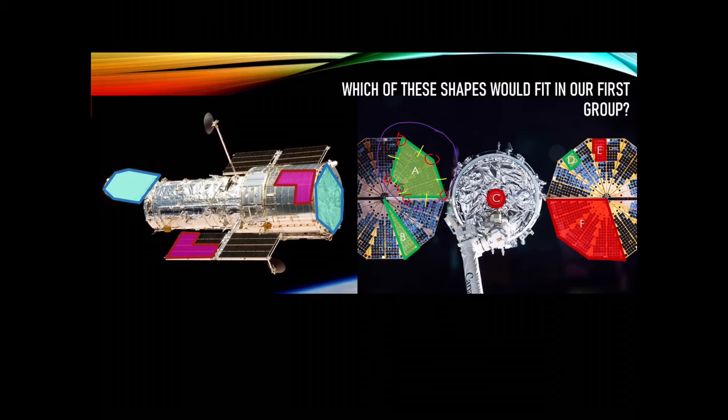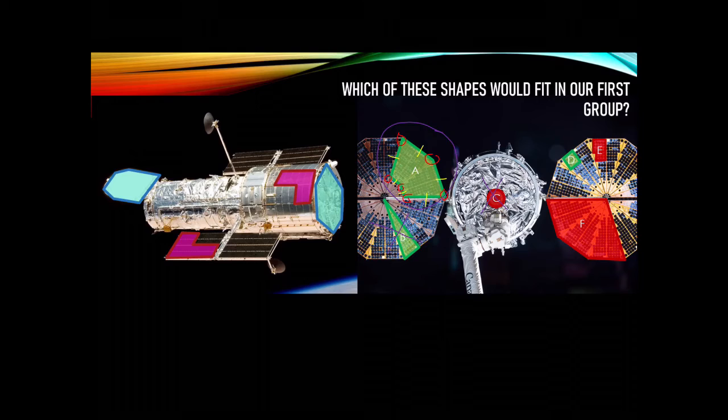How about shape B? B only has 3 sides. It's a triangle, so it would not fit with the hexagons. What do you think about C? C is a circle and has no straight sides or corners. It doesn't fit in this group.